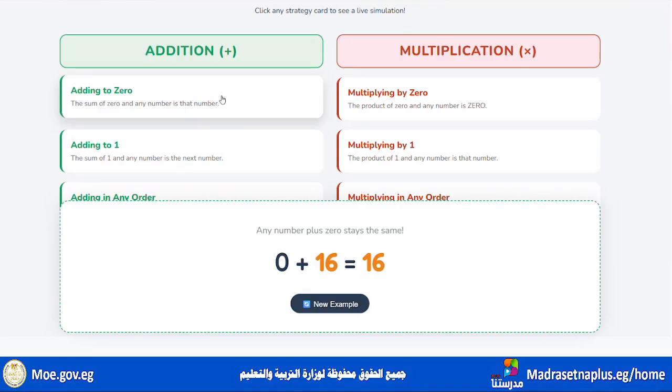If we add any number to 0, we will get the same number. Any number plus 0 stays the same. In our example, 0 plus 16 equals 16. 0 plus 72 equals 72, the same. You see?